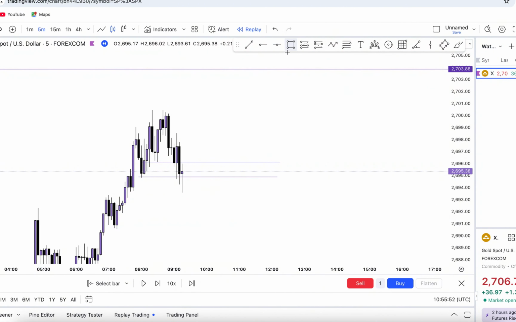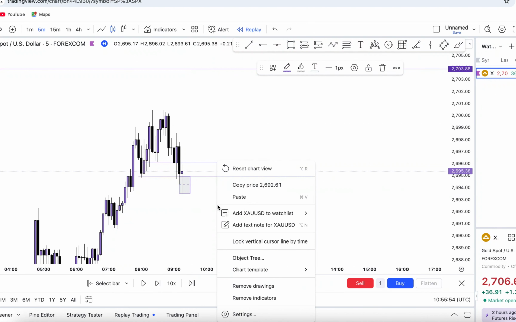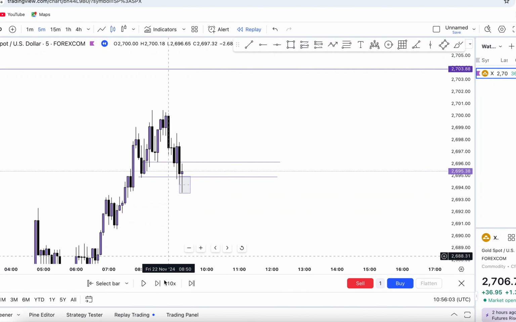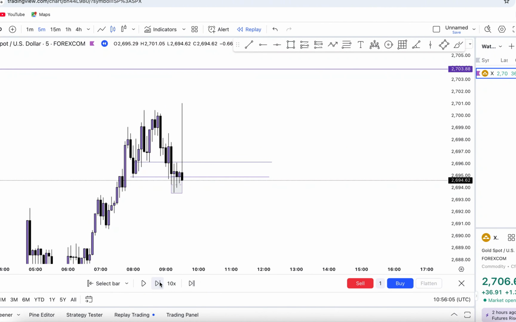That's the perfect liquidity spike there. So it comes down, stops people out, and then it comes back up, showing us that price doesn't want to keep going down. And then what happens? This.